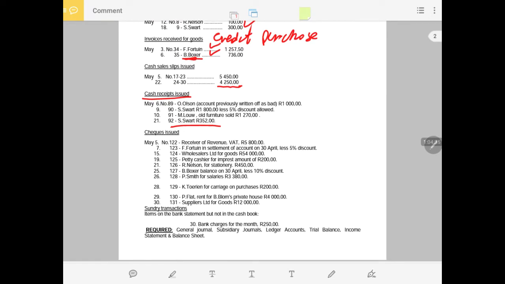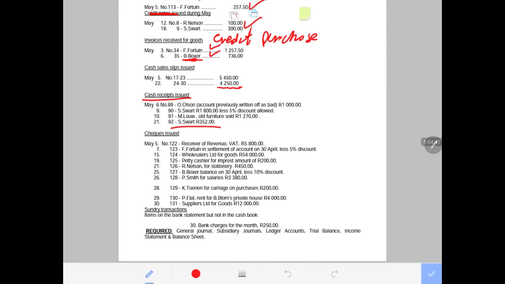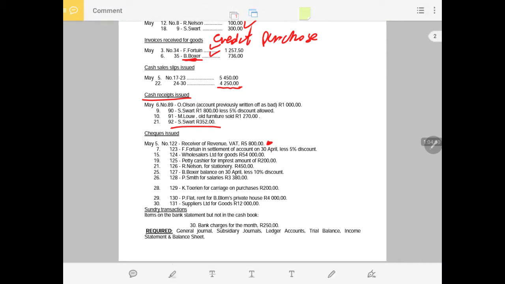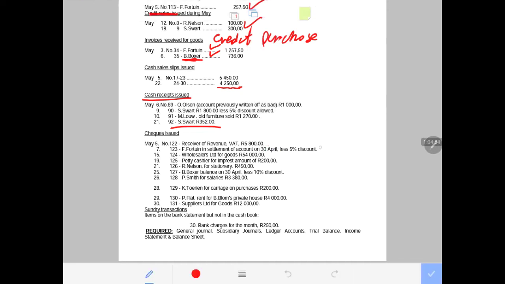The first one is the receiver of revenue. We are making a payment here. Who are we paying? We are paying VAT to who? To SARS, because the VAT is due to SARS. So this will be a CPJ. In fact, all of these will be CPJs. But my main transactions that I need are this one and this one. The petty cash ones are not that much of a problem.